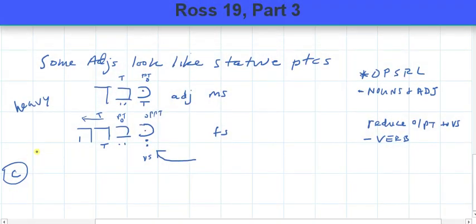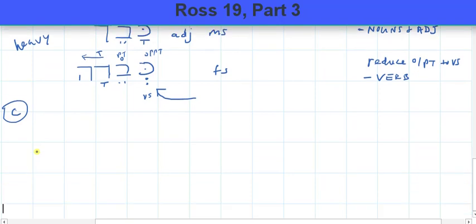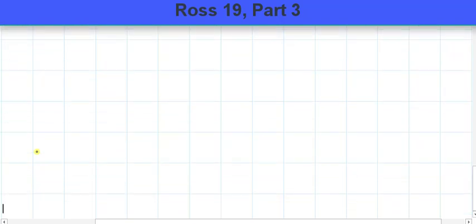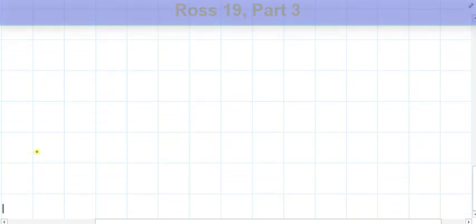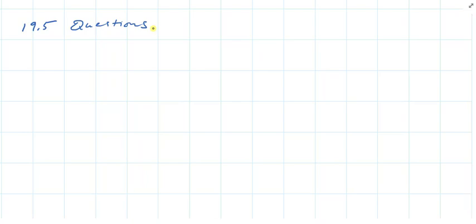Okay, let's move on then to the last part of the Ross chapter, and that is 19.5, and how to form questions. Go to page 145 in Ross, and let's look at these interrogative sentences. An interrogative is a question.